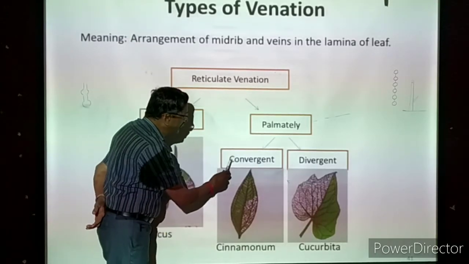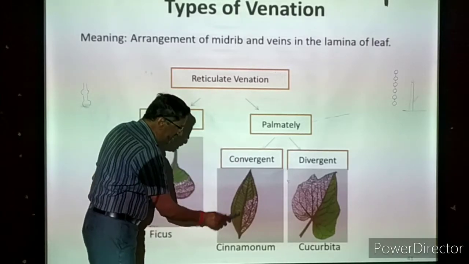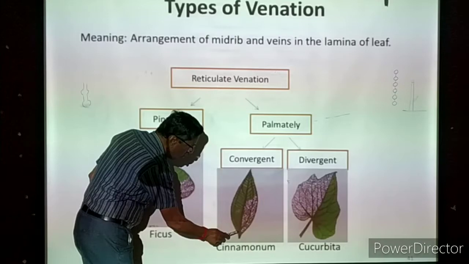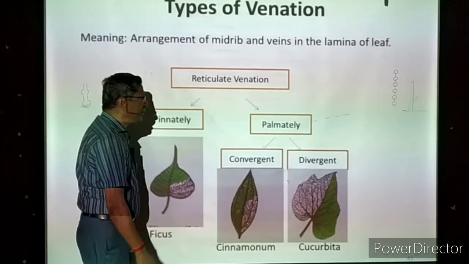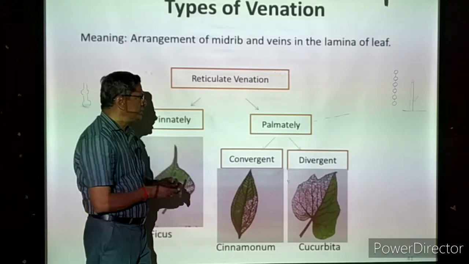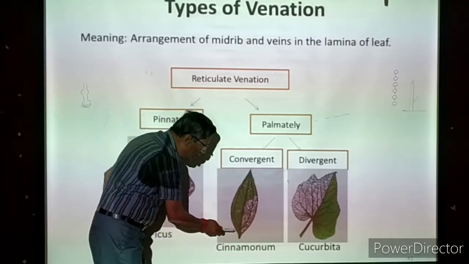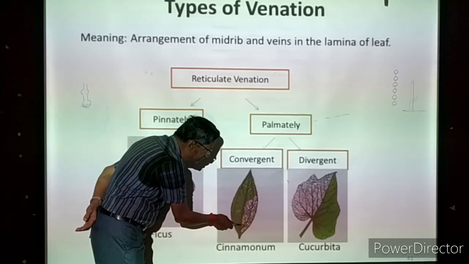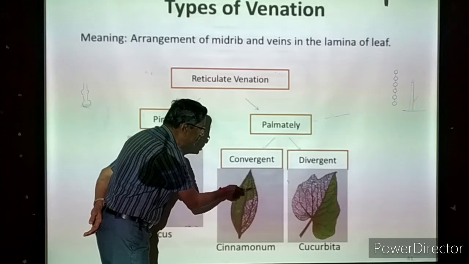Then what is the meaning of convergent? We have to see that. Actually, palmately means the midrib is there and all the veins are arising from the common area, that is the base of the lamina. That is like the palm and fingers. That is called the palmately reticulate venation. Now convergent means all the veins are arising from the base, they are running in the broad lamina, but near the tip they are converging.